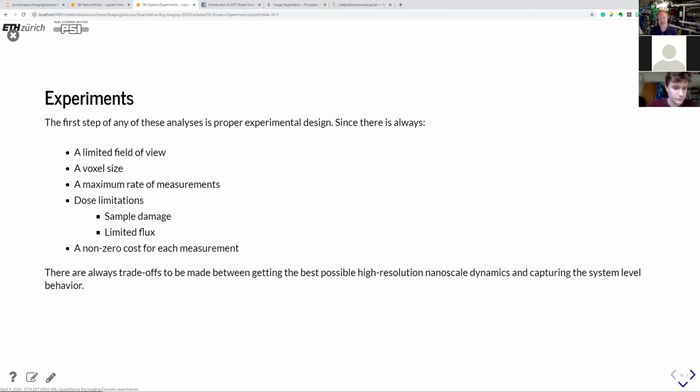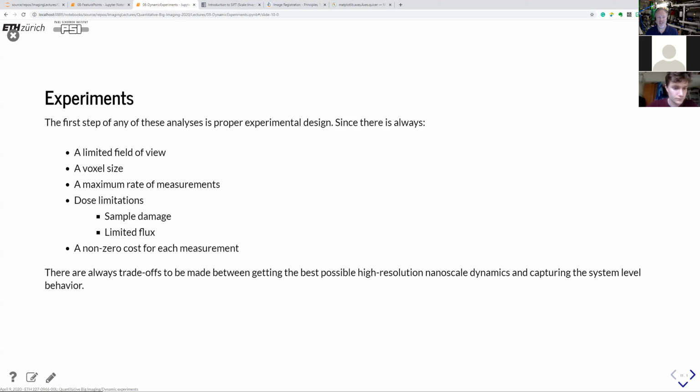So for the experiment side, we have a lot of limitations, technical limitations, physical limitations. The first one is we don't have infinite detectors. So we have to limit the field of view into something, because otherwise we wouldn't be able to capture the information. Then the next thing is the voxel size, also the rate of the measurements, how fast can we measure?